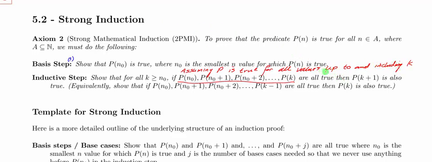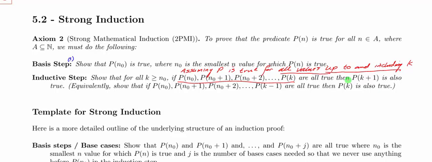So not just assuming that it's true for k, but for all the values up to and including it. So we have a much stronger assumption that we're putting on this. We're assuming that all of these things are true, and then showing that all of them together imply the truth of k plus 1.